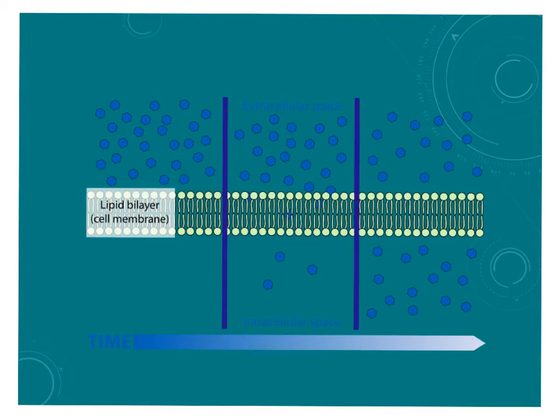Here's an example of the movement of material over time. Notice you have a high concentration of material here. As time passes, notice the particles start to move through the phospholipid bilayer. And as time passes, you'll notice that the amount of particles begins to balance out, so that eventually you have net equilibrium. The same concentration of solutes on both sides of the membrane.